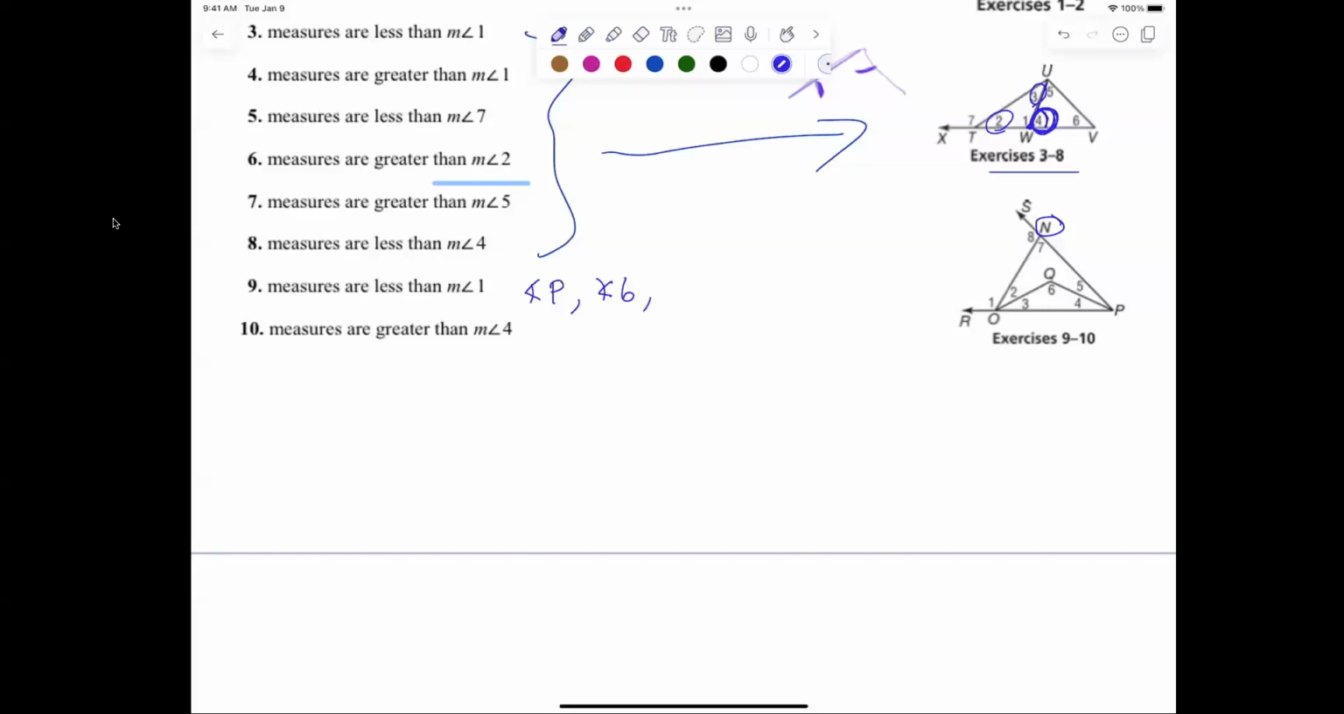Well, now, wait a minute. Measures that are less than angle 1. Now, angle 6, that angle 6 is part of its own. Correct? Yeah. And then 6 plus 4 equals 1 plus... If angle 1. Yes, thank you very much.